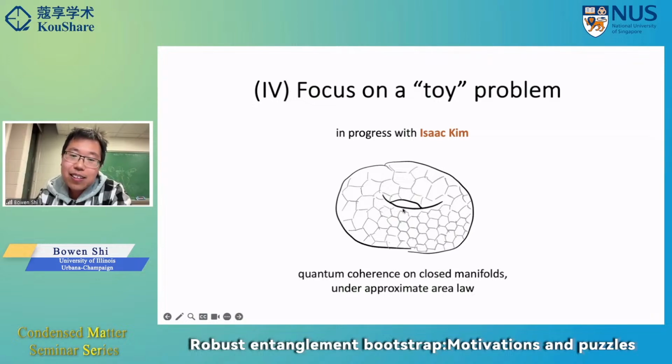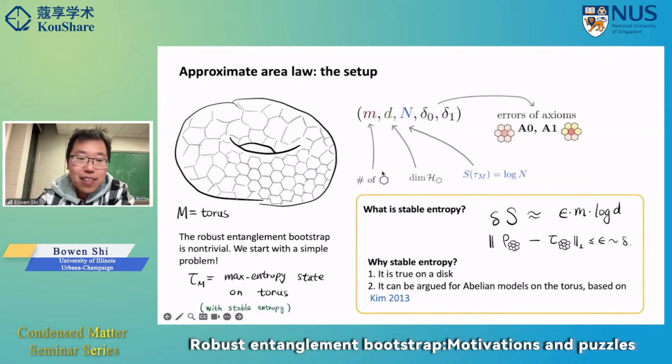For simplicity, we consider the torus, or any closed manifold in 2 dimensions, filled with a coarse-grained lattice. We ask, suppose the axioms have errors, do we still have a coherent state space emergent from the area law? That's the problem. I won't go into much detail. I just have 2 slides to go.